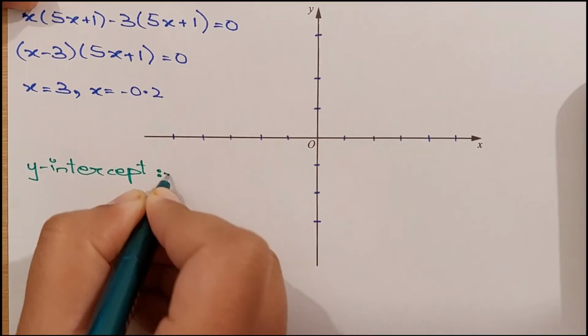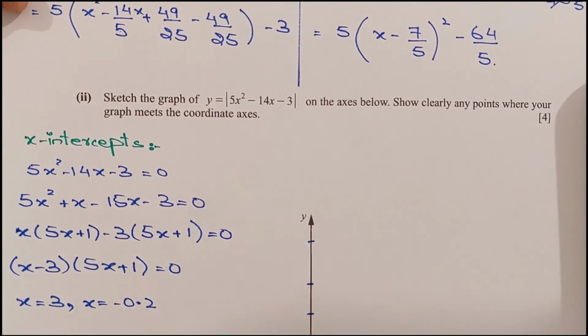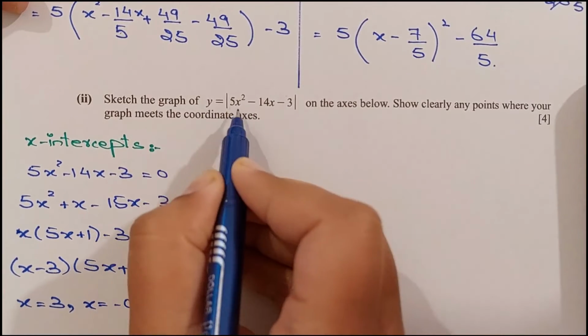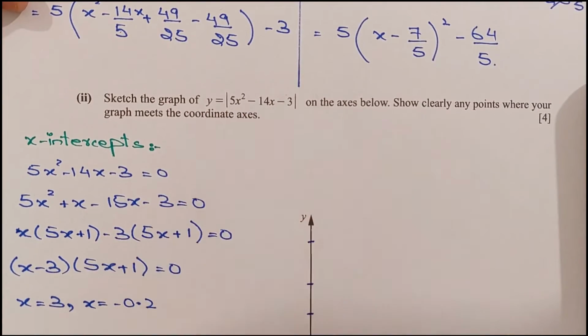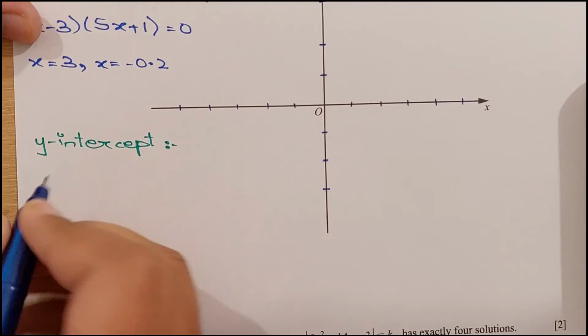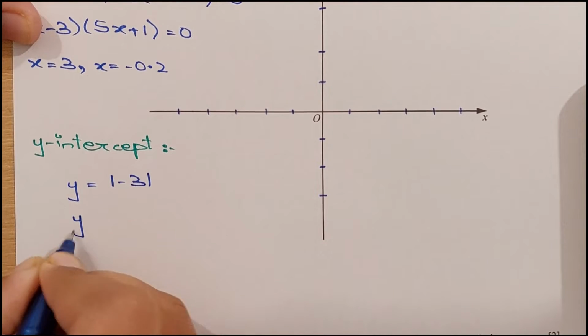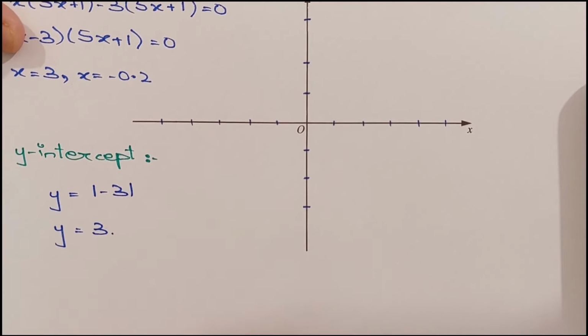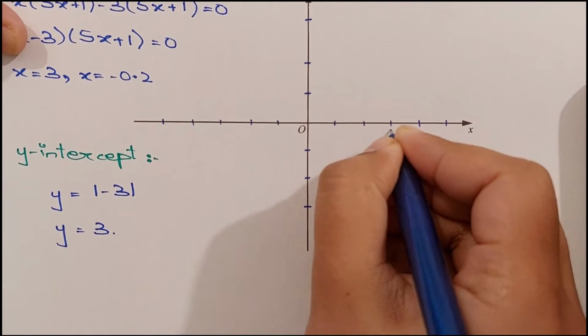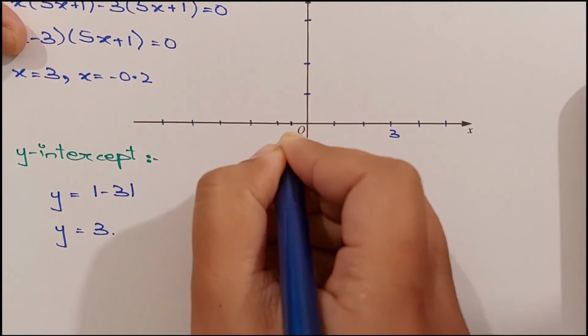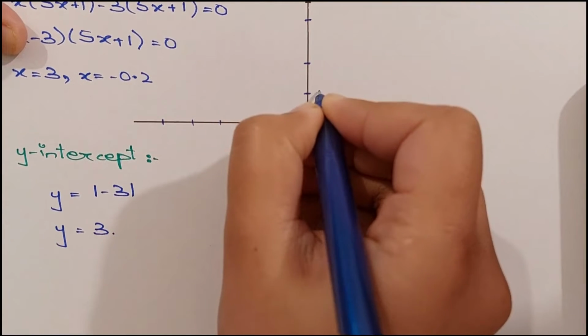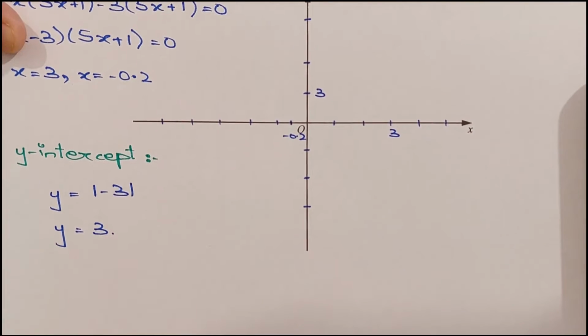Now y-intercept is a point when the x-coordinate is equal to 0, right? So the x-coordinate is 0, and y equals the absolute value of -3, so y equals 3, right? So if I say this is 1, 2, and 3, here we have -0.2, and let's say this y-intercept is 3, right?